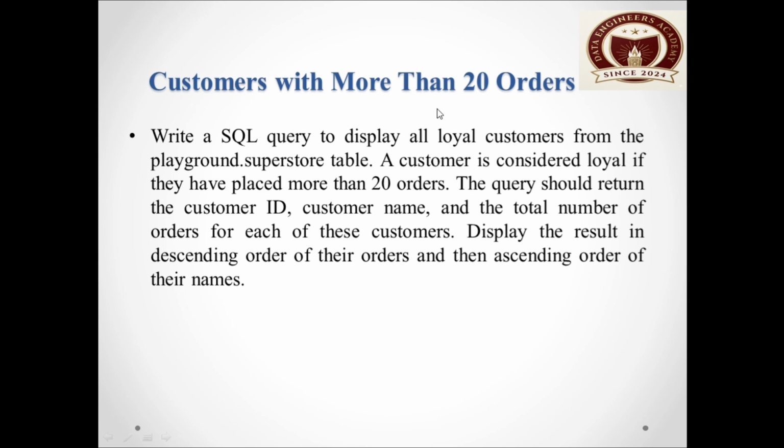Today's problem is customers with more than 20 orders. We need to find customers who have placed more than 20 orders and display their ID, name and total orders, sorted by order count in descending order. Let's see how we can solve this step by step.